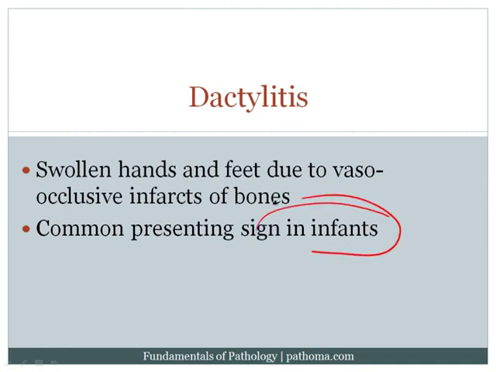Dactylitis refers to swelling of the bones of the hands and the feet, usually due to vasoocclusive infarction. This is a very common presenting sign in infants. Examiners like to show you pictures of swollen fingers and hands of usually an African American infant, and then a classic vignette of sickle cell anemia, and then you'll have to recognize that the patient has sickle cell anemia or identify some derivative principle about sickle cell anemia. So dactylitis is very high yield to be familiar with. Again, classically seen in a 6-month-old infant as it is a common presenting sign of sickle cell anemia.